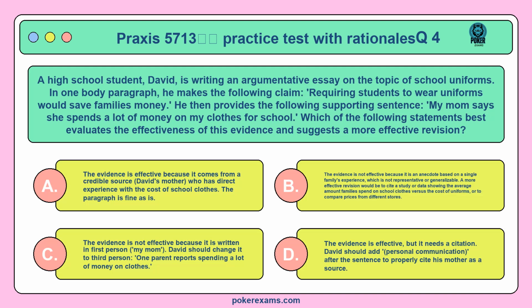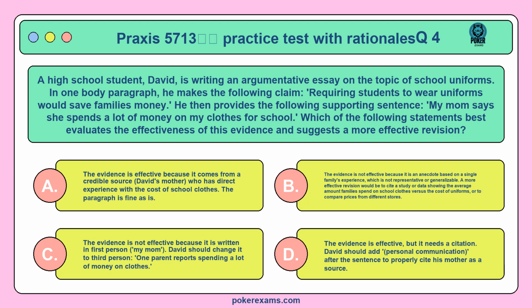Question 4. A high school student, David, is writing an argumentative essay on the topic of school uniforms. In one body paragraph, he makes the following claim: requiring students to wear uniforms would save families money. He then provides the following supporting sentence: "My mom says she spends a lot of money on my clothes for school." Which of the following statements best evaluates the effectiveness of this evidence and suggests a more effective revision?